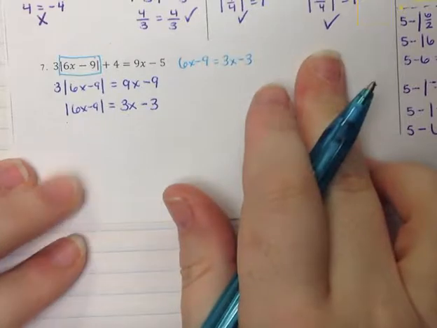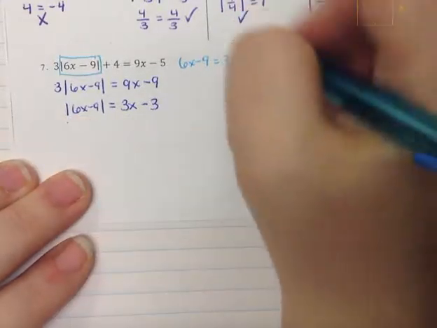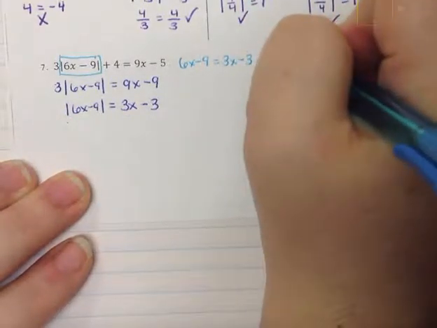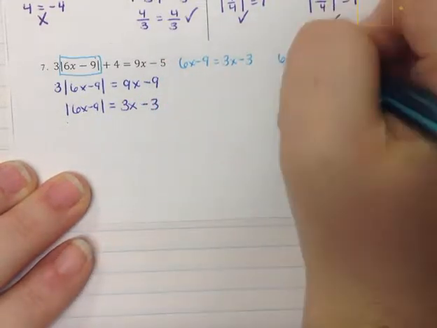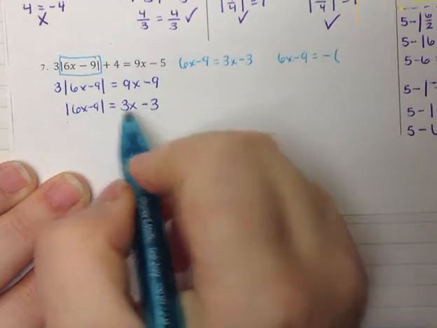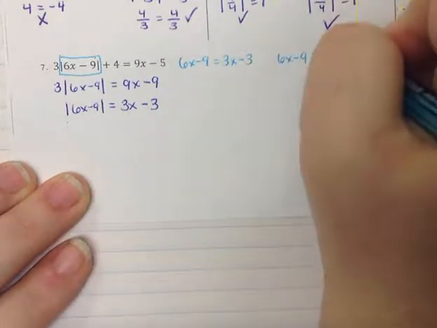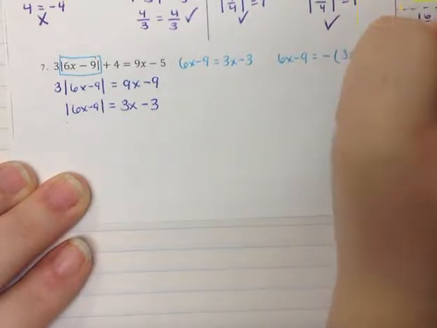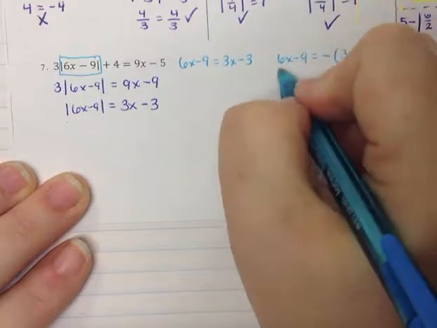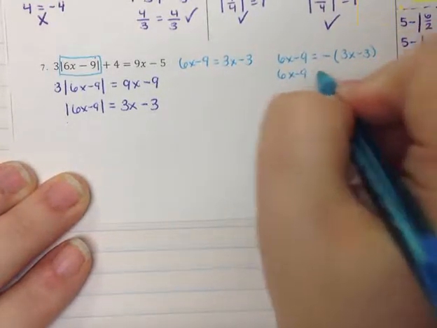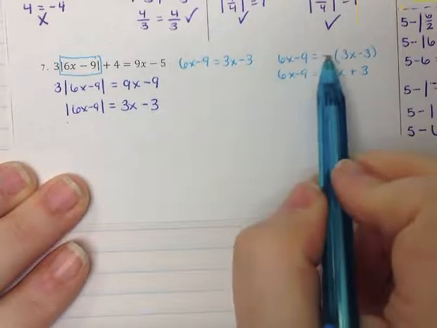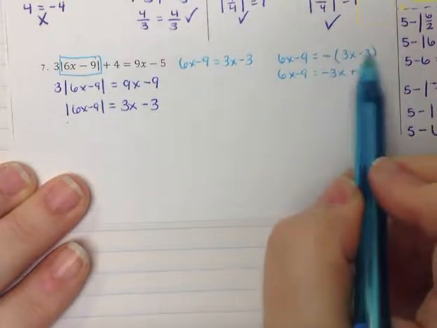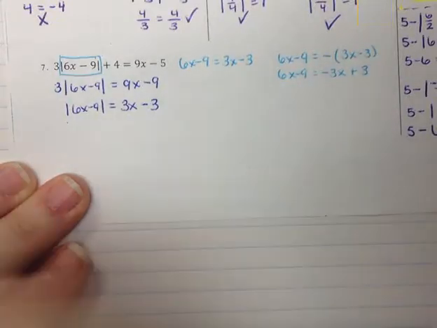The second equation, again, I'm going to keep the inside the same, so it's going to be that 6x minus 9 is equal. But then we have to take the negative version of this. So it's that negative times the entire expression, that entire 3x minus 3. So I'm going to simplify this to become, this is really 6x minus 9 equals negative 3x plus 3. So you have to make sure you do the negative of the entire expression that it is equal to.